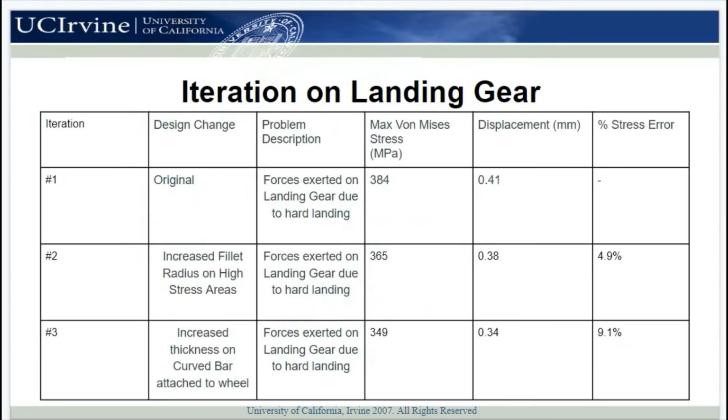For the iteration analysis, the landing gear was modified in two different stages in the hopes of decreasing the maximum von Mises stress experienced by the landing gear. In the second iteration, the part was modified so that the high stress areas along the curves were increased by fillet radius, which allowed a more distributed force load and a 4.9% decrease of max stress experienced by the landing gear. In the final iteration, the part was modified to increase the thickness of the curved piece, which led to a 9.1% decrease in the max stress experienced when compared to the original model.